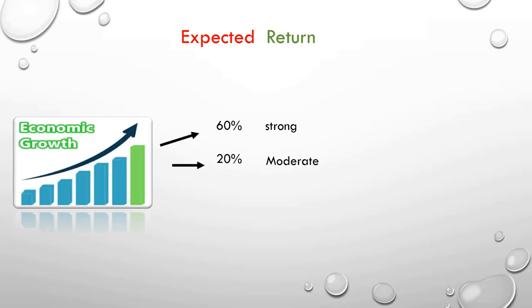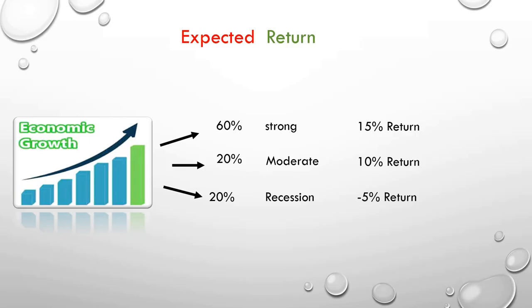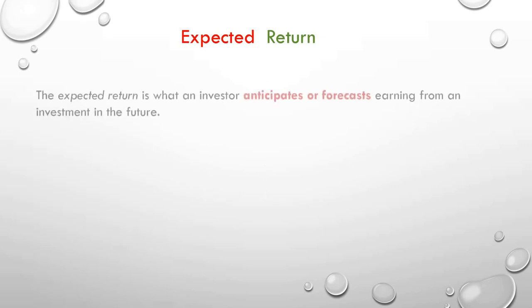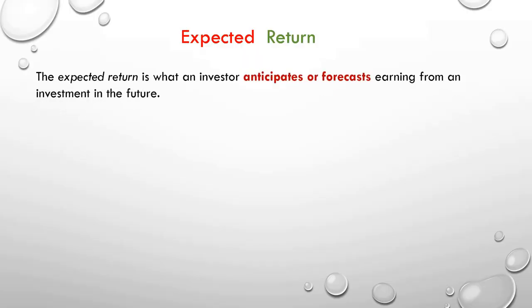20% chance that there will be moderate economic growth and 20% chance of a recession. If strong growth is there, the company will earn a 15% return. If moderate growth is there, the company will give a 10% return. And if recession is there, the company is going to give a minus 5% return, or you can say a loss of 5% will be there. Okay, let's take the scenario, or you can say the assumptions, one by one.